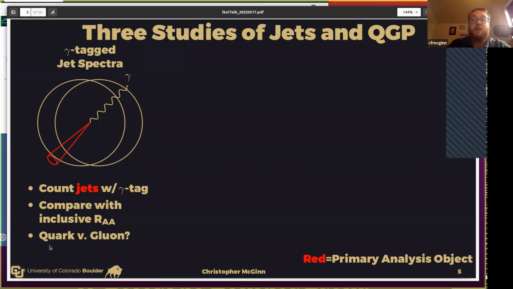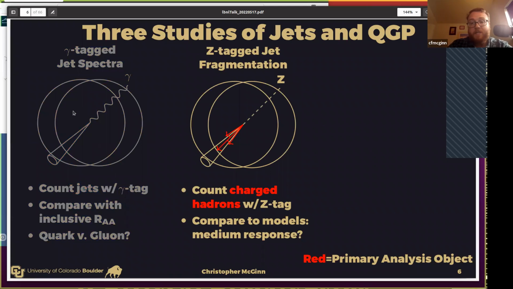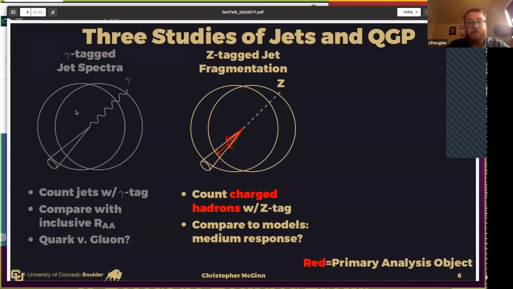Do they have different effective color charges in the QGP? I'll explain this more as we get to it. The second measurement is going to be Z-tag jet fragmentation functions.